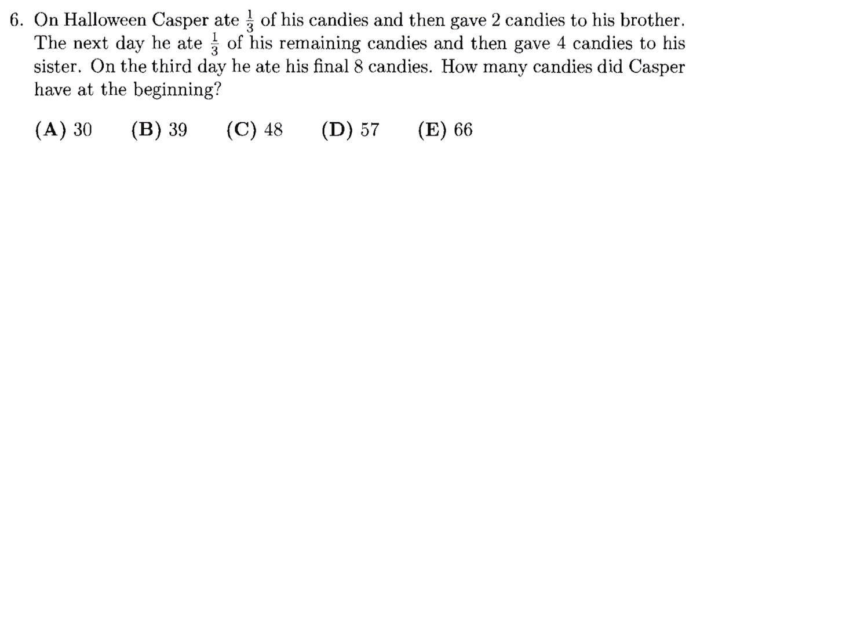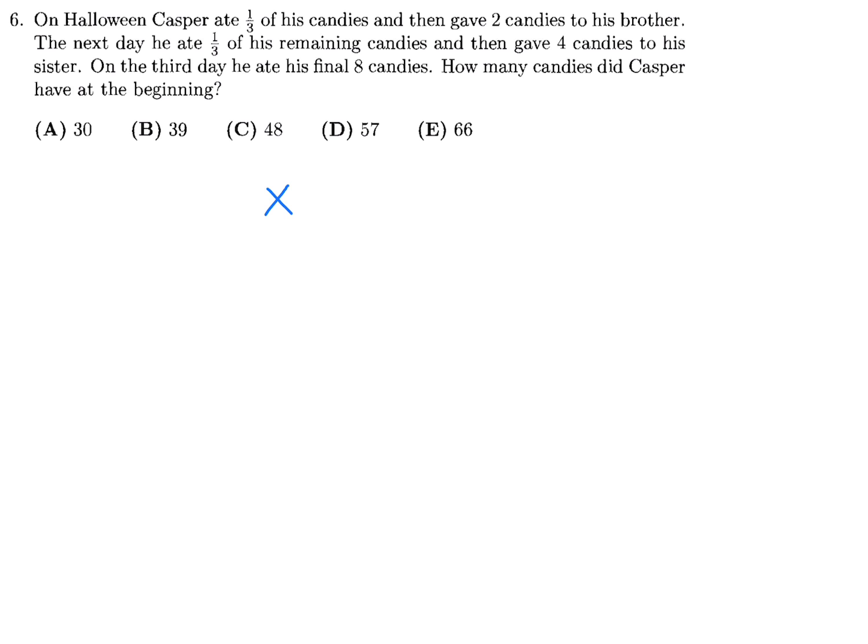On Halloween, Casper ate 1/3 of his candies and then gave 2 candies to his brother. The next day, he ate 1/3 of his remaining candies and then gave 4 candies to his sister. On the third day, he ate his final 8 candies. How many candies did Casper have at the beginning?